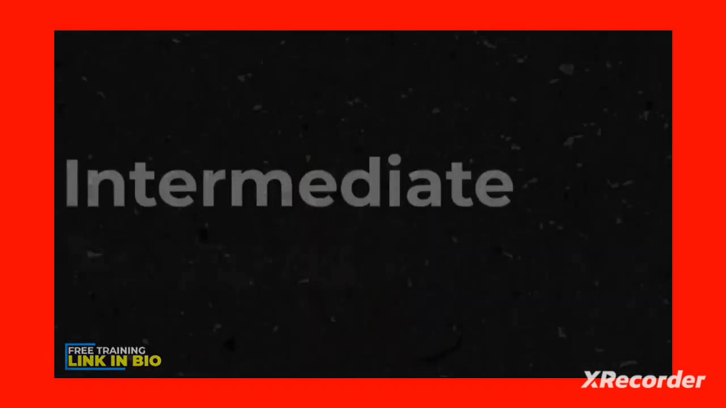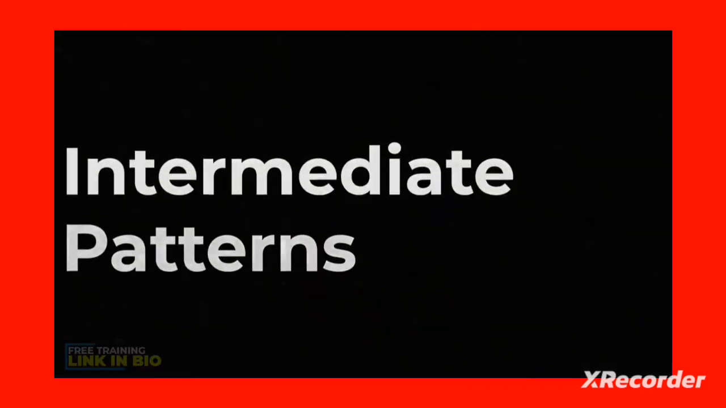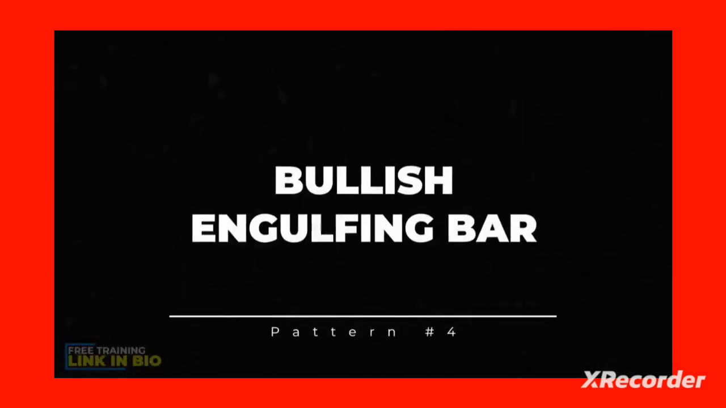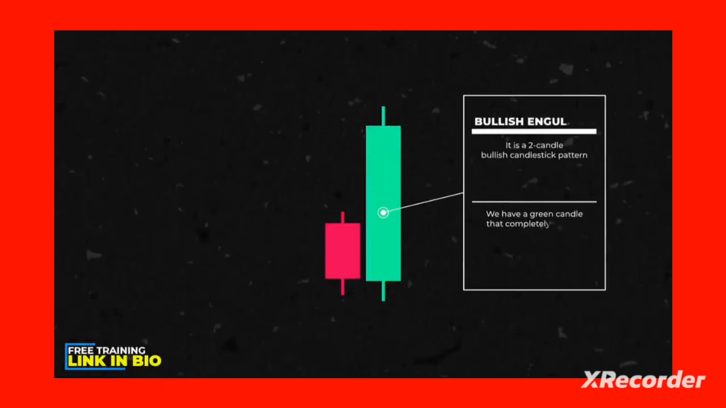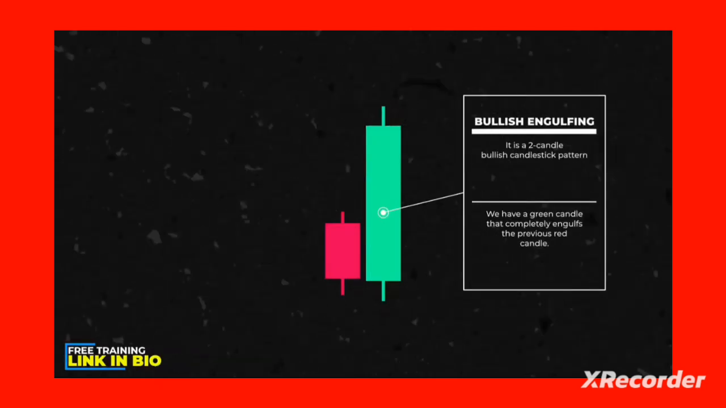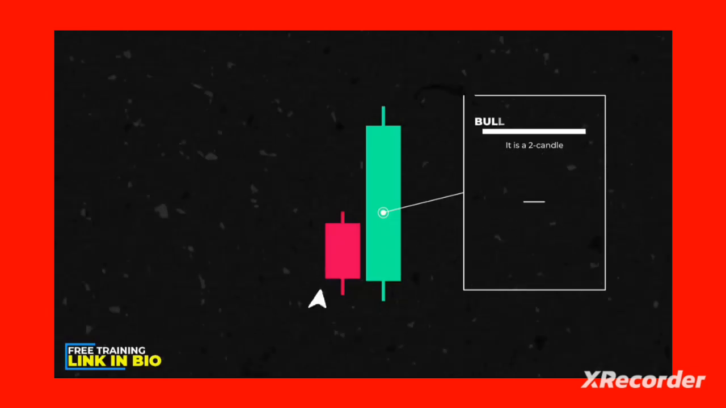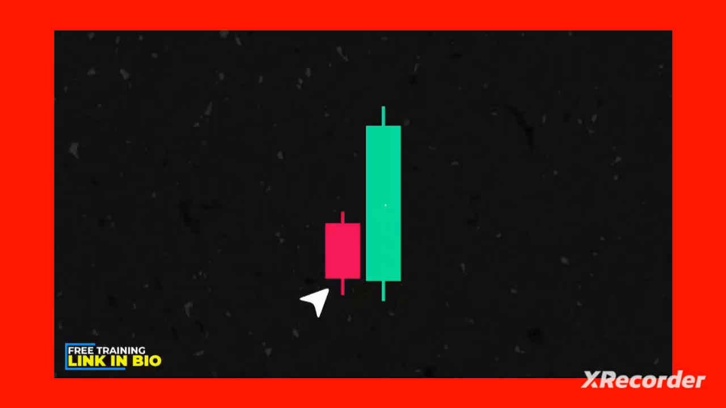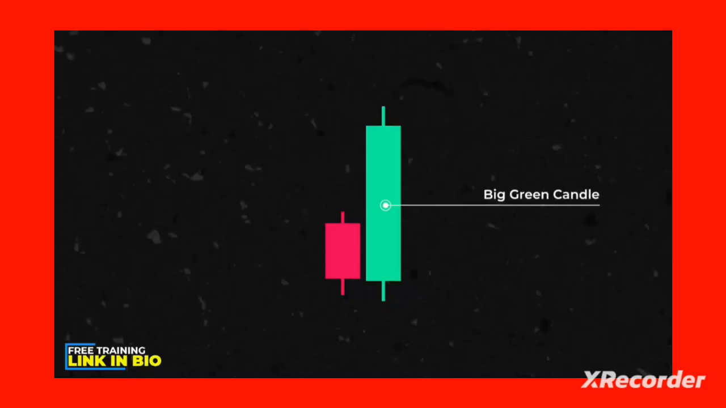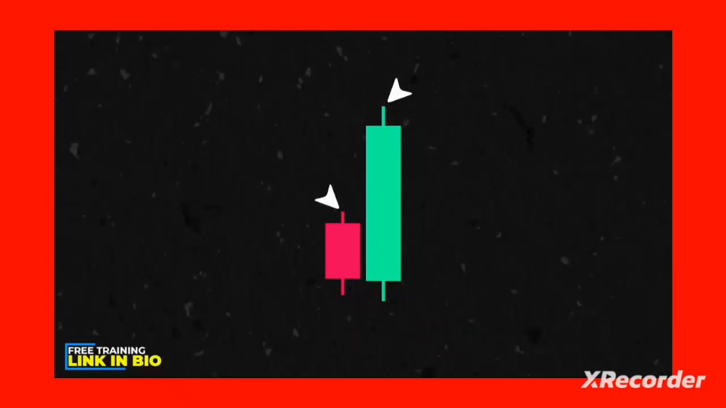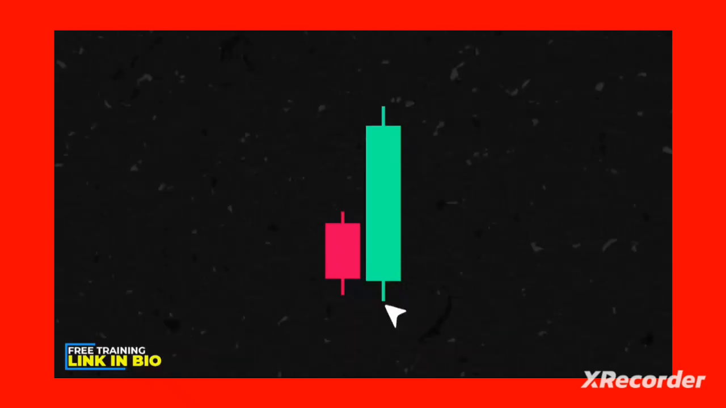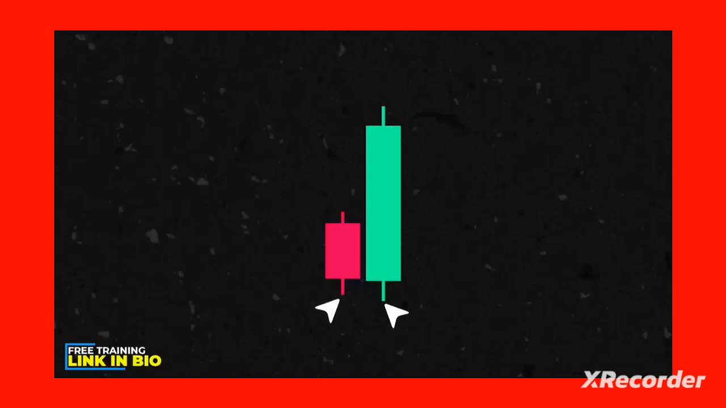Now we will move to intermediate patterns that consist of 2 candles. Pattern number 4. Bullish Engulfing Bar. A bullish engulfing bar is a 2-candle pattern where a green candle completely engulfs a red candle before it. This means we first see a red candle. Then, the next candle is a big green candle that completely engulfs the red candle. The high of the green candle is higher than the high of the red candle. Similarly, the low of the green candle is lower than the low of the red candle.